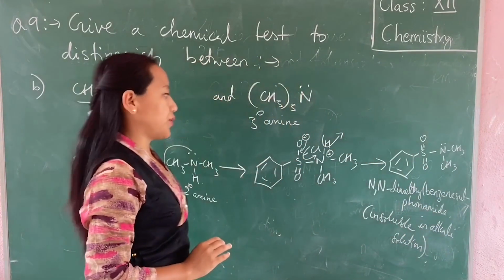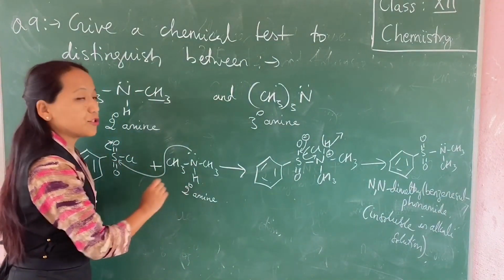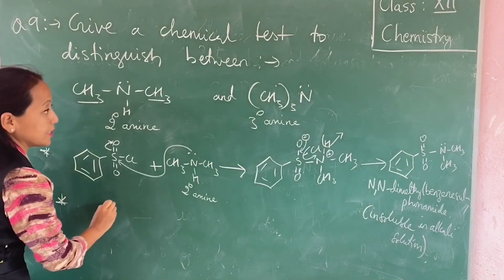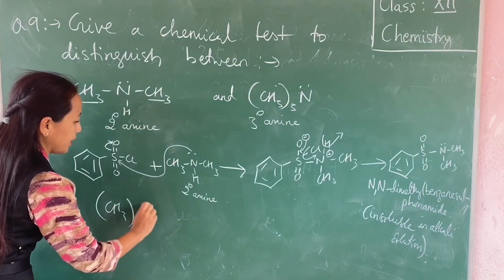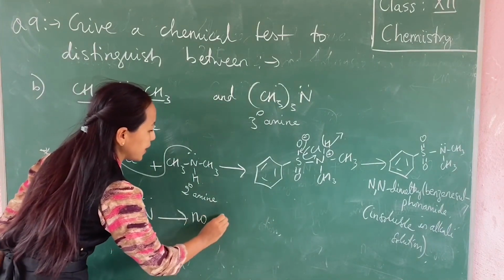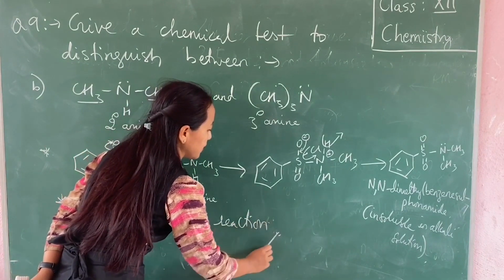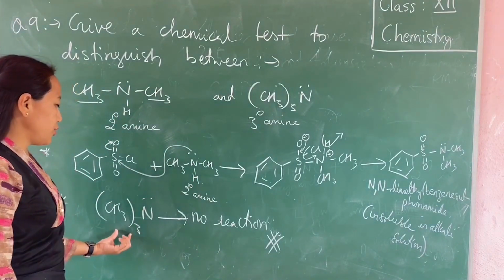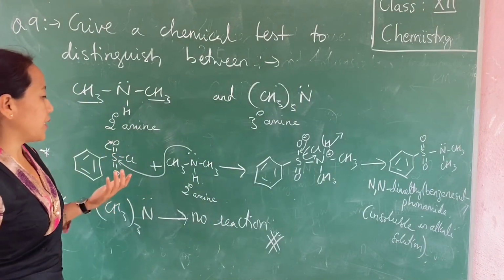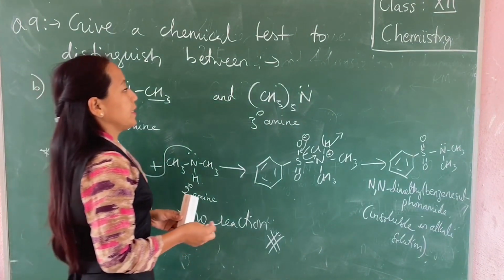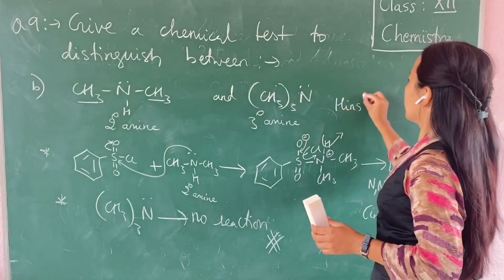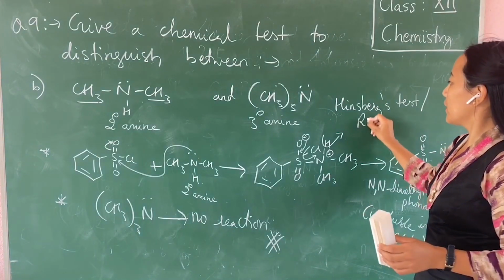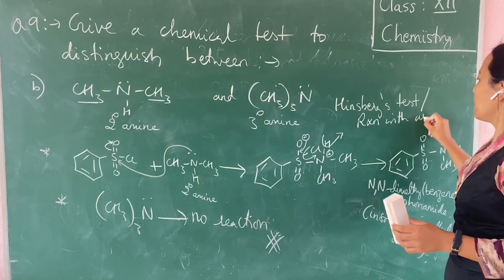So from this you come to know that your reactant is a secondary amine. Whereas in the case of tertiary amine, that is (CH3)3N, this will show no reaction. It does not react with aryl sulfonyl chloride. That's how you're going to distinguish between secondary and tertiary amine, by using a reaction with aryl sulfonyl chloride. So this is called Hinsberg's test, or it is also called reaction with aryl sulfonyl chloride.